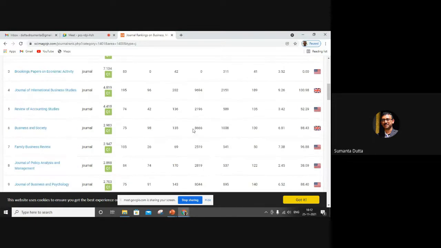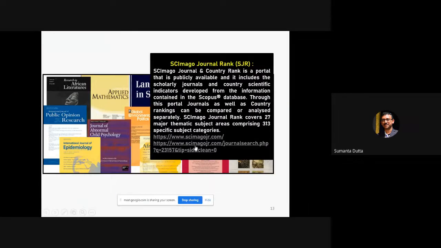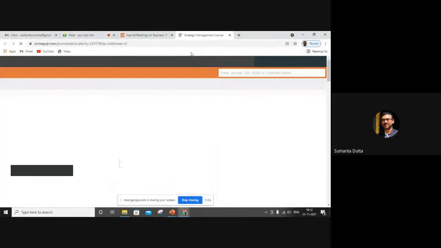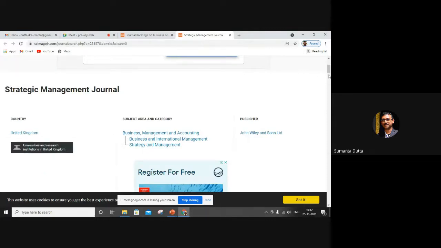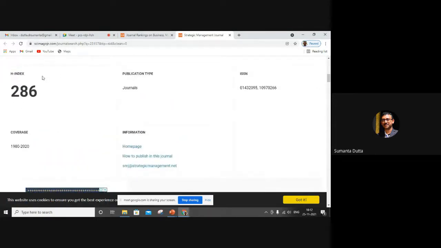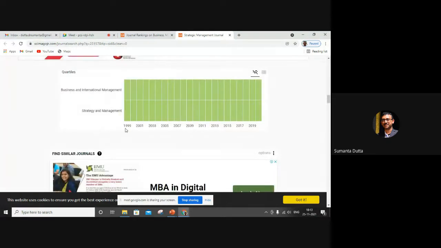So based on the nature of the journal and their Scopus ranking, quartile 1, quartile 2, quartile 3, and quartile 4, and the country, we will get all the information. And if you click on it, it will redirect you to the original database information. Suppose I click on this particular portion. Now I want to see the Strategic Management Journal, which is published from the United Kingdom. See, they process all these things: H index, publication type, and ISSN number. And we will see their performance between 1990 and 2019.